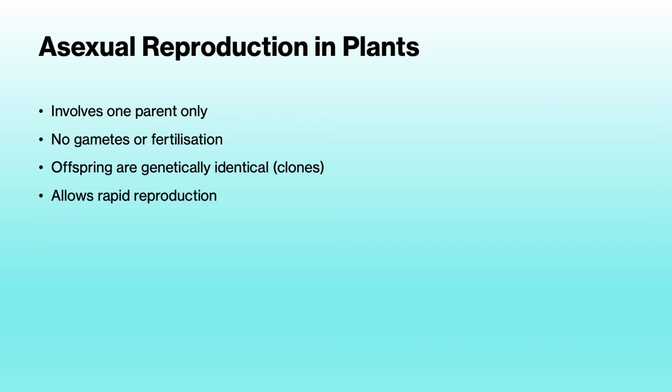Now, let's move on to asexual reproduction. Asexual reproduction involves only one parent and does not involve gametes or fertilization. This means the offspring are genetically identical to the parent, and they are called clones. Asexual reproduction allows plants to reproduce quickly and efficiently, especially in stable environments.